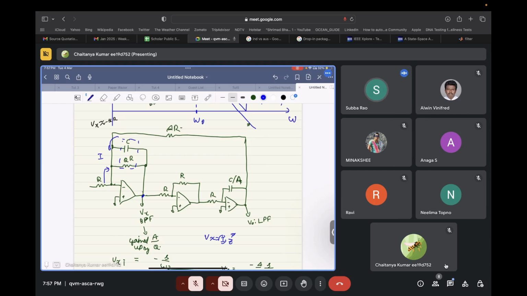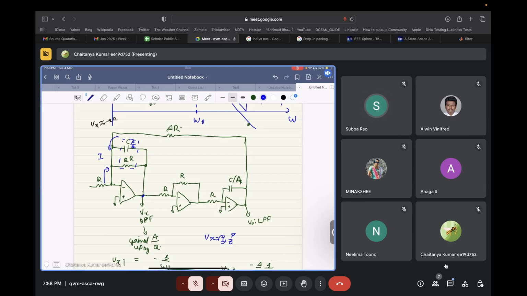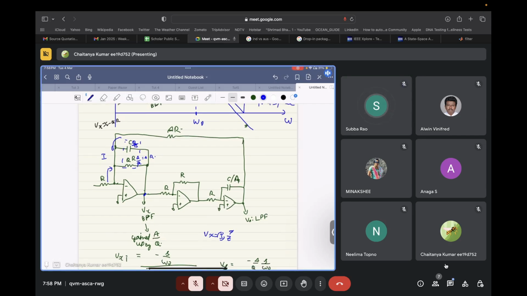C will become, in order to increase the impedance of C, I need to reduce the capacitance, right? So this will become CQ by A. And R will become QR times A by Q. So this becomes equal to AR. Is this clear? Yes, sir. Okay, and I want no other node of the circuit to be touched.